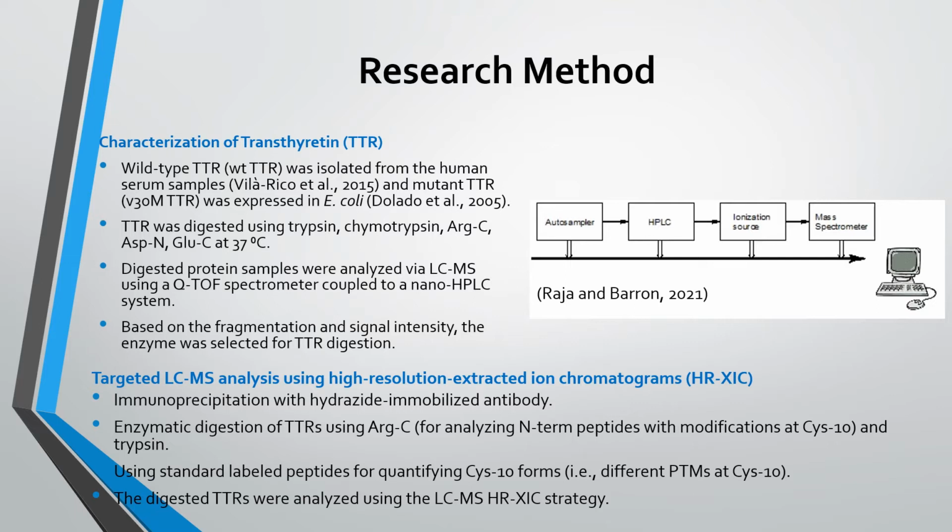The digested samples were analyzed using a QTOF spectrometer coupled to a nano HPLC system to select the most suitable enzyme for the study. The immunoprecipitated wild-type and mutant TTRs were then digested using arginine and trypsin proteases for analyzing peptides with modification at cysteine. The digested samples were then analyzed via a targeted LC-MS high-resolution extracted ion chromatogram strategy.